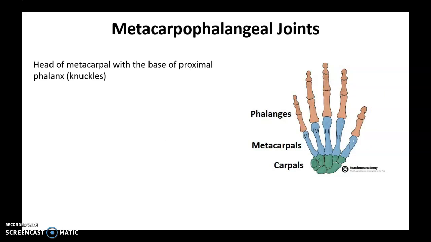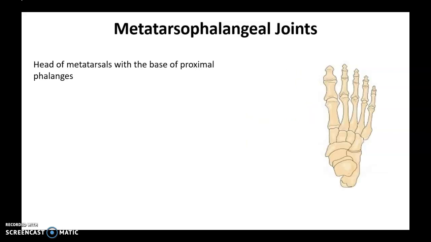Then we have metacarpophalangeal joints, where the head of the metacarpal articulates with the base of the proximal phalanx, forming the knuckles. So these are your knuckles. Okay, fancy term, metacarpophalangeal joints. We also have metatarsophalangeal joints, where the head of the metatarsals articulate with the base of the proximal phalanx, which are here. These are metatarsophalangeal joints. And the end.